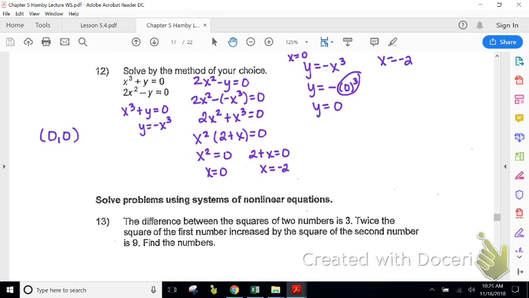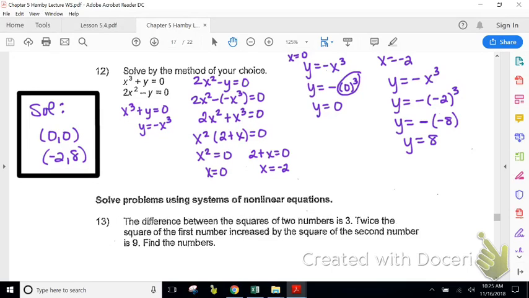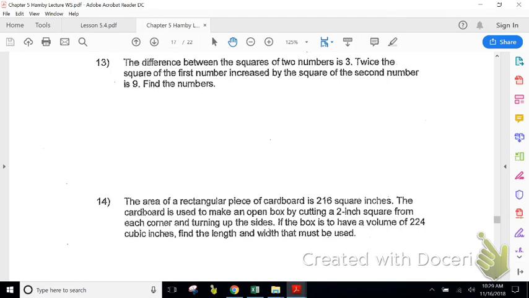And then do when x is negative 2. Same equation. Do we do the negative negative, or do we do the negative 2 cubed first? Negative 2 cubed first. So we get negative, what is negative 2 cubed? Negative 8, which gives me positive 8, right? And so when x is negative 2, we know y is positive 8. And there's our solutions.